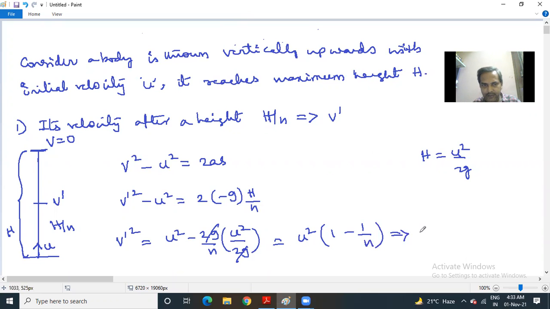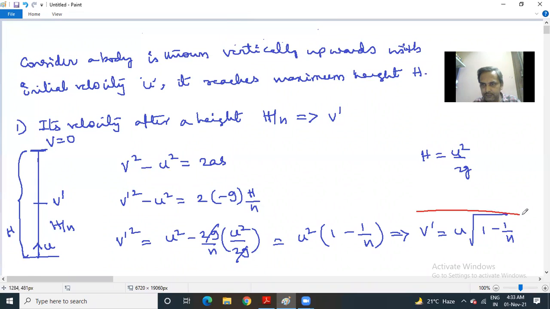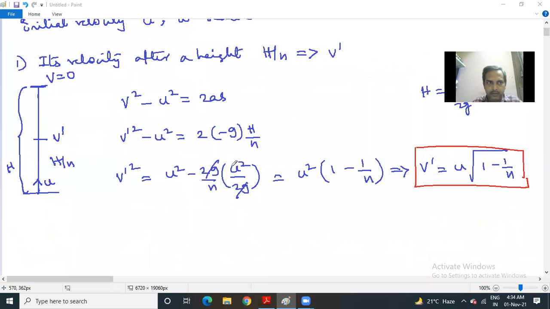So you'll get the equation v dash is equal to u, there will not be a root for u because it is u square, but there will be a root for 1 minus 1 by n. So this is the desired equation: velocity after a height H by n, the nth part of the total height, is this. So this is the first bit.